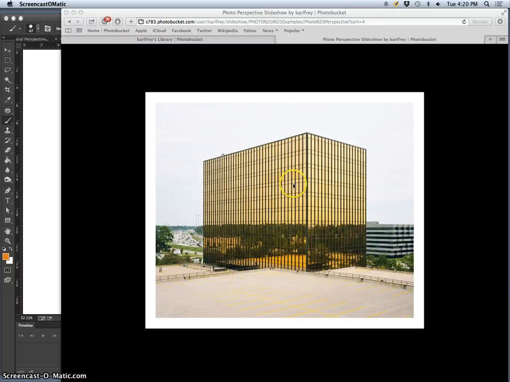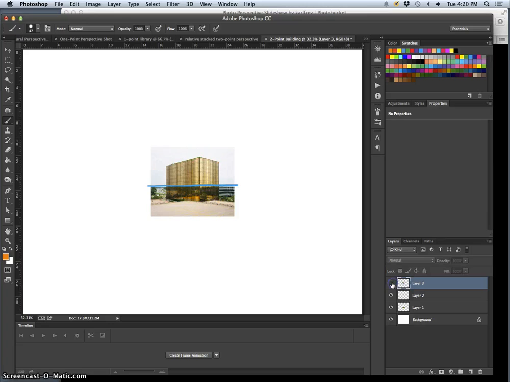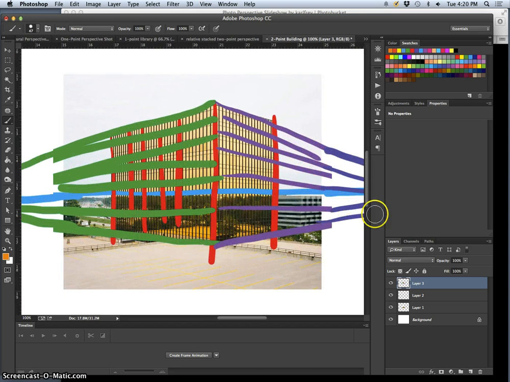All right, so we are talking about two-point perspective and showing how that's when you have only verticals that are parallel to each other and a horizon line, which is your only true horizontal, and every other angle is going to point towards one of two vanishing points, which are usually outside of the picture frame. And that's what gives the shot its power.